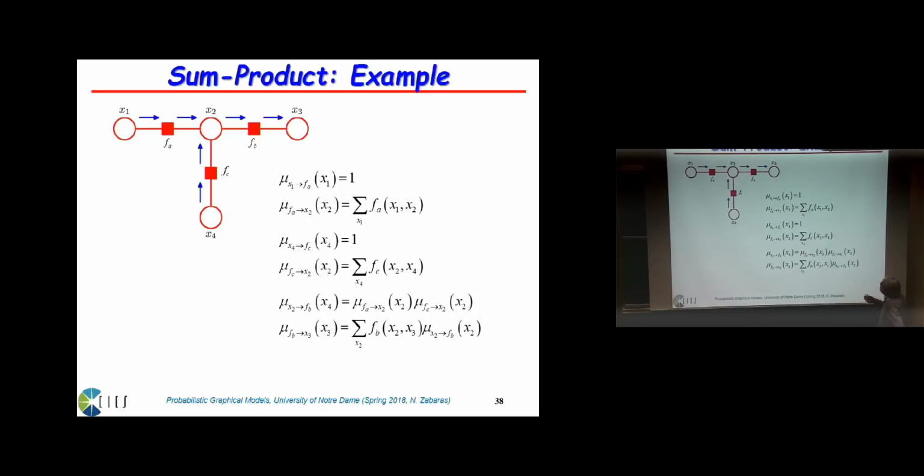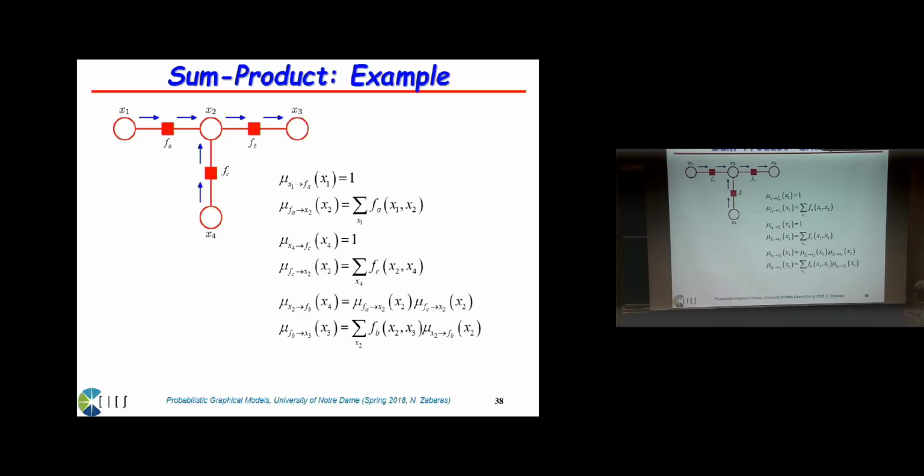Yes, because this is a variable node, right? There's no function involved with that. Let me see. You notice the message from FC to X2. FC to X2. Oh, I'm sorry. This was eliminated. From X2 to. Oh, yeah. Good point you're making.